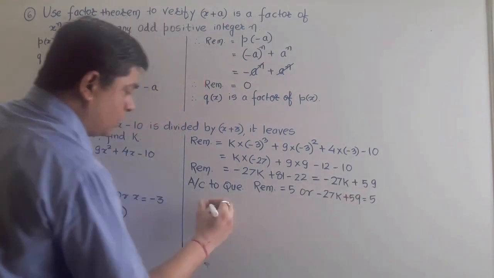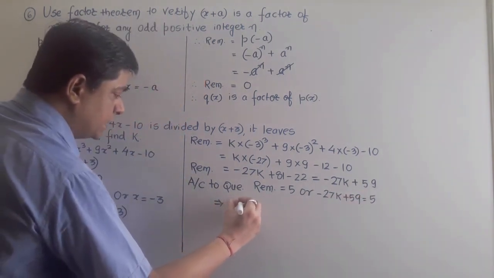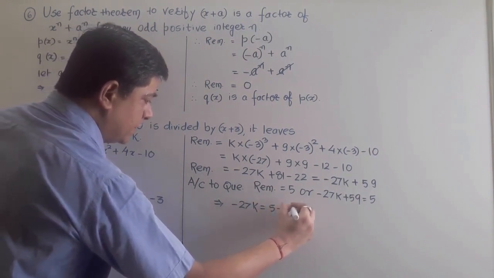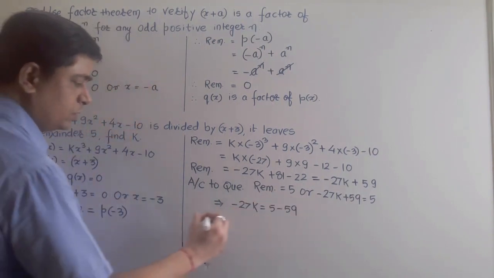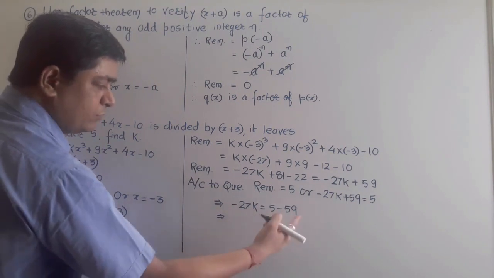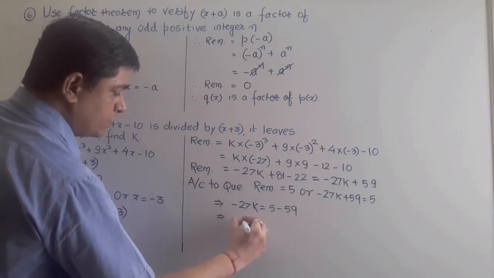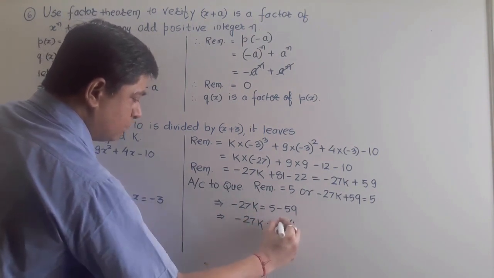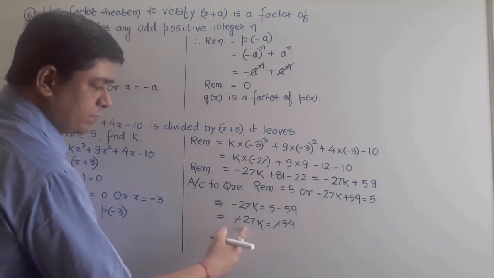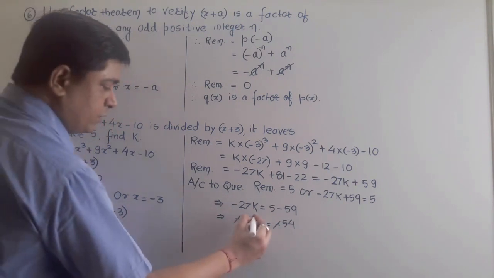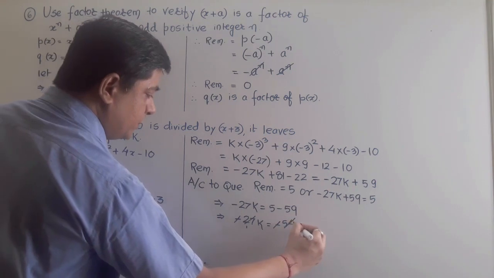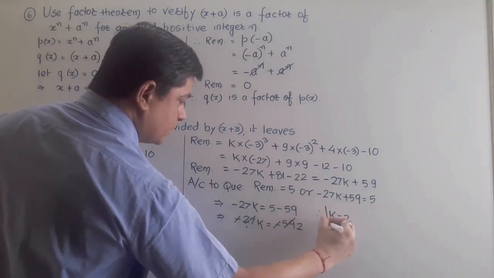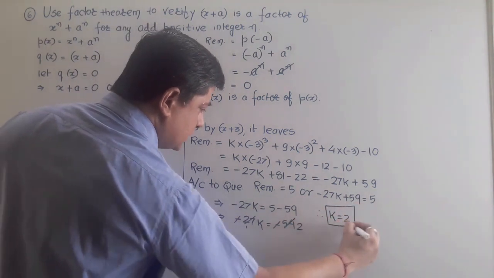5. Now 59 I am sending to that side, so minus 27k will be as it is, and 5 minus 59. 5 minus 59 is equal to minus 54, because the signs are different, we subtract. So minus 27k is equal to minus 54. Minus and minus cancel, 27 will come in division, so 27 2s are 54. So what I can say here, the value of k will be equal to 2. This is your required answer in this question.